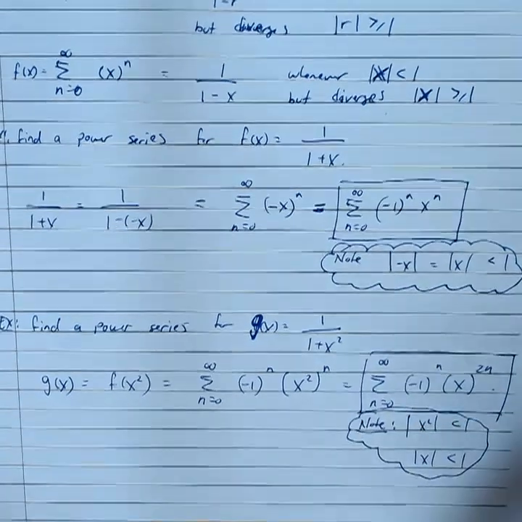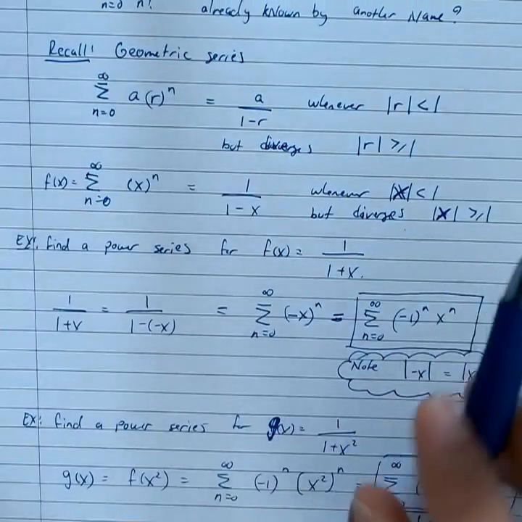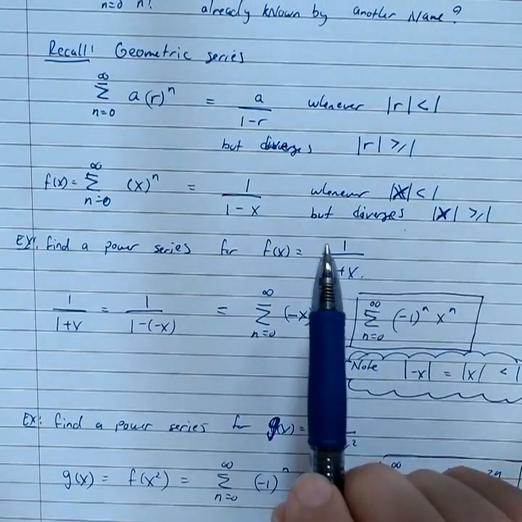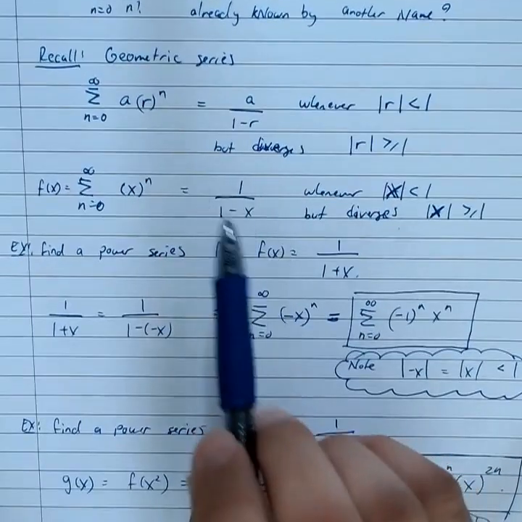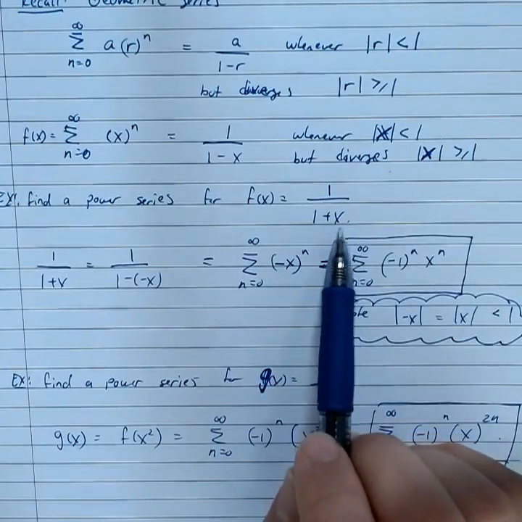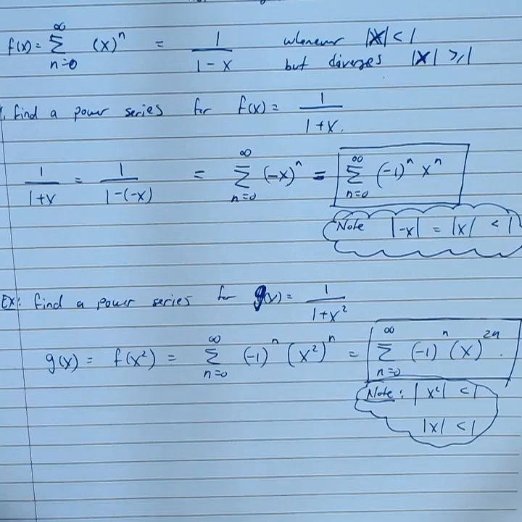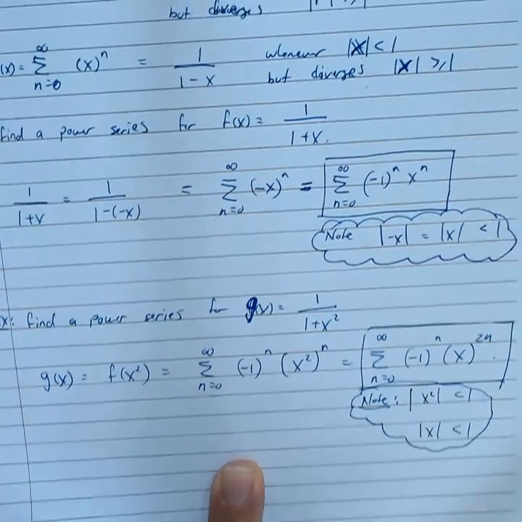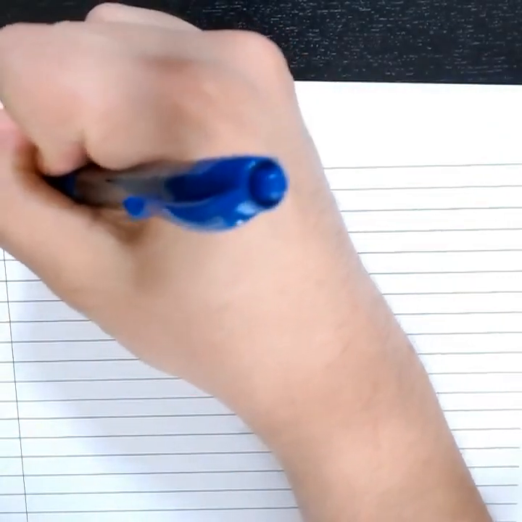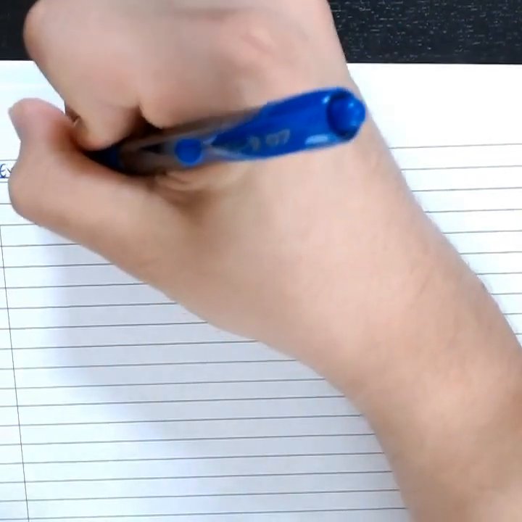Okay, so now we have a power series for 1 over 1 minus x. That was the original one that came from the geometric series. We used that to build the power series for 1 over 1 plus x. And then we used that to build the power series for 1 over 1 plus x squared. And in fact, there it is. So now, go ahead and try this. We're just going to substitute something in. Let's see. Find the power series.